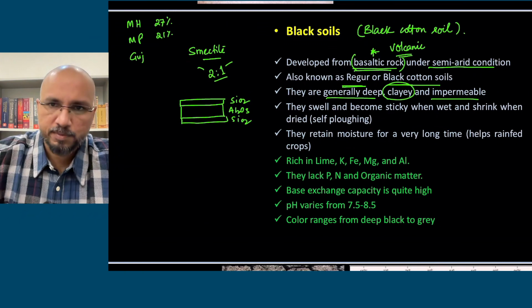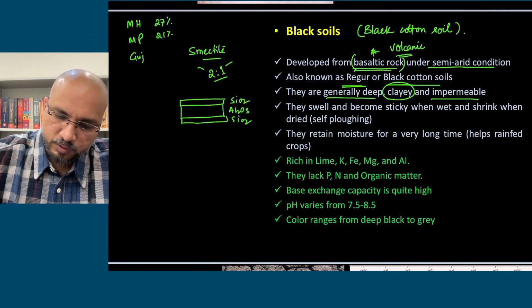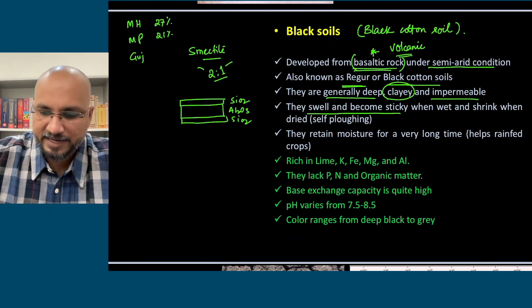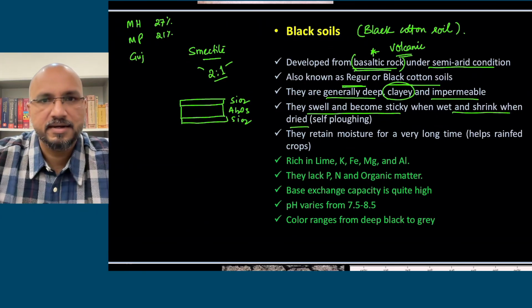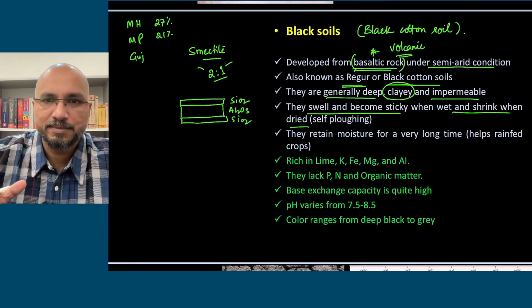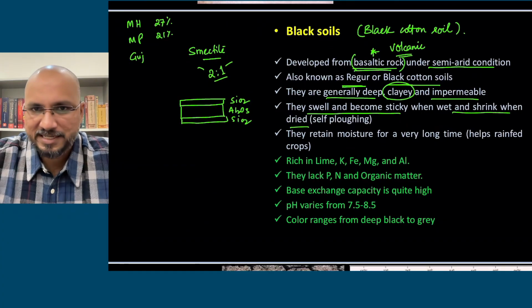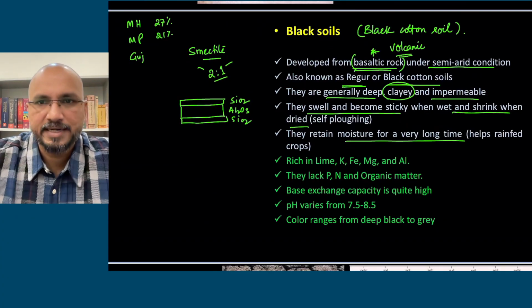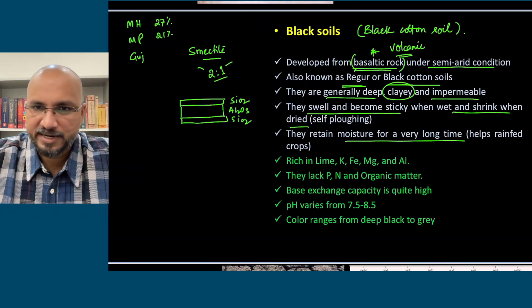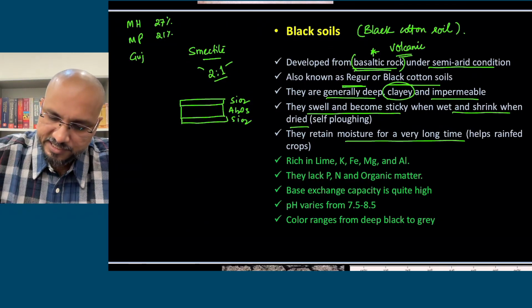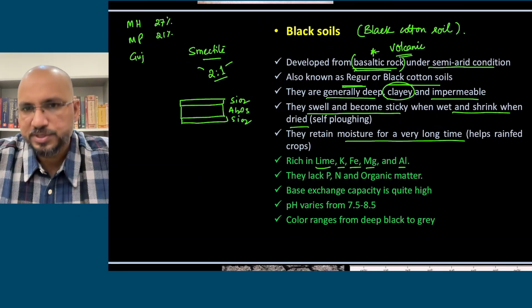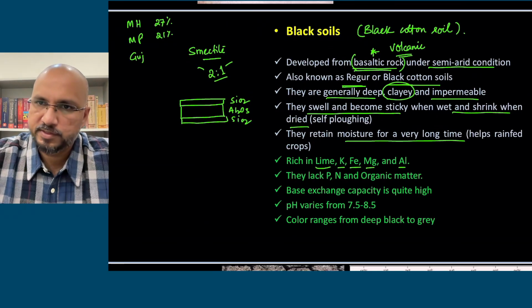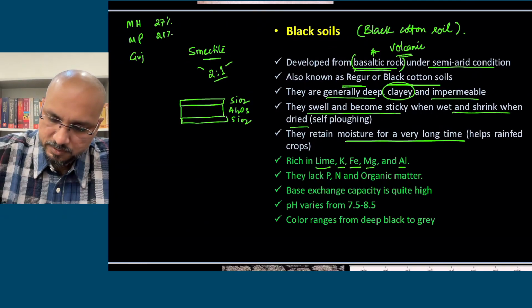So when it absorbs water, it will swell. So they swell and become sticky when they are wet, and they shrink when they are dried. So this swelling and shrinking ability is because of the smectite clays which are present. They retain moisture for a very long time, so it can support the crops in rain-fed areas. They are rich in lime, potassium, iron, magnesium, aluminum. Nitrogen थोड़ा सा कम है. Phosphorus is also lacking. So nitrogen, phosphorus and organic matter, they are not very high.